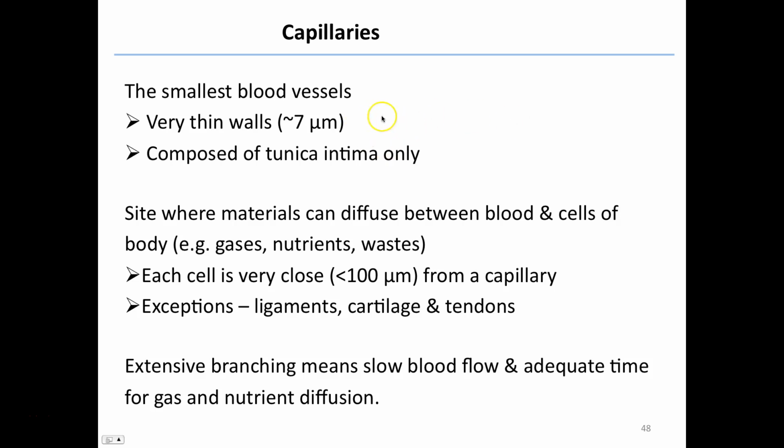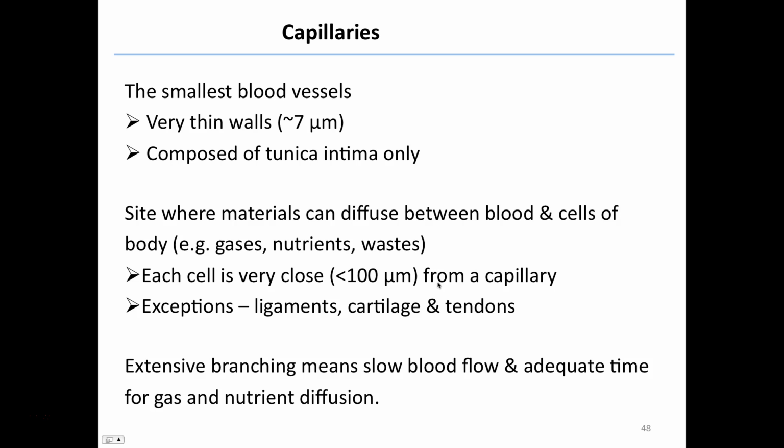So this is the site where materials can diffuse between the blood and the cells of the body. So this is where gas and nutrient exchange is occurring, and where waste will enter back into the bloodstream to be removed from the body. Each cell is very close, so they're less than 100 microns from a capillary. So every cell of the body is within 100 microns of a capillary.